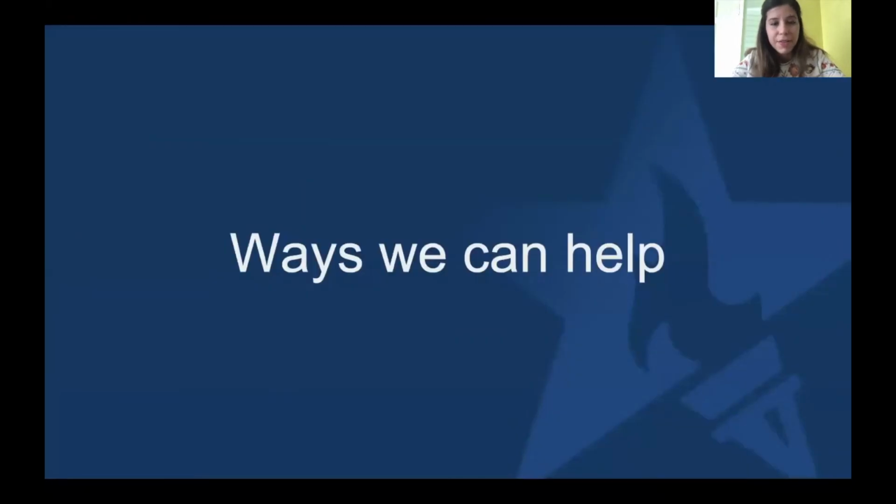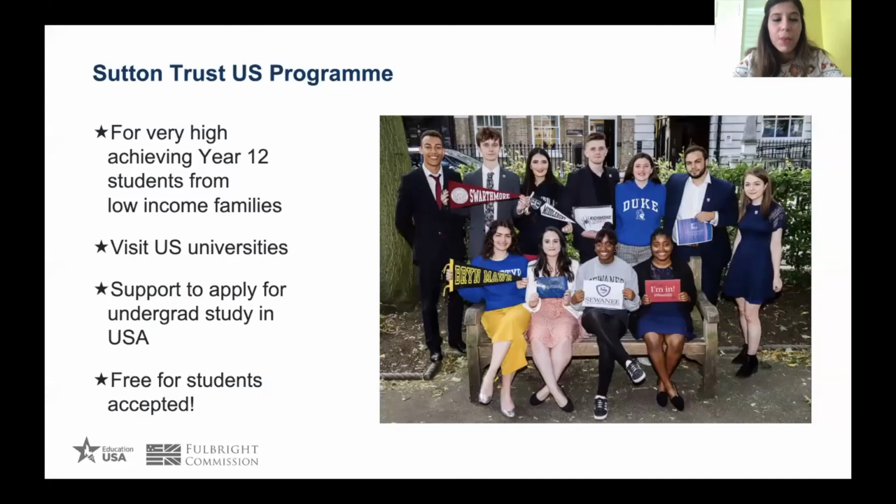So having said all that, here are some of the ways we can help as you explore these options. We run the Sutton Trust US program. This is offered in partnership with the UK social mobility charity, the Sutton Trust. It's a program that allows highly achieving Year 12 students from state schools, from low or middle income background families to explore US university study and to access top universities.